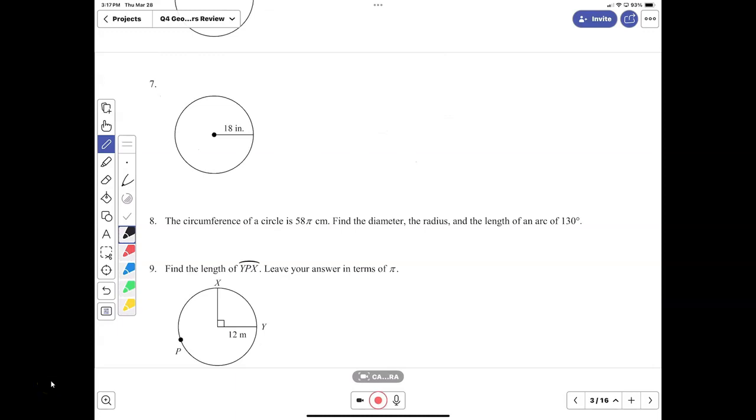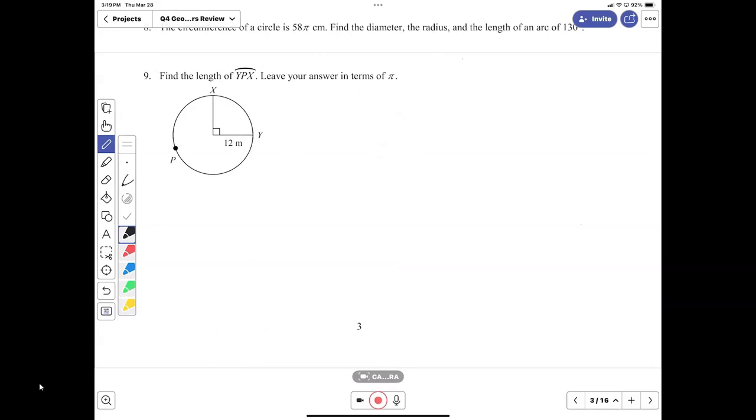To find the circumference of a circle, the formula is pi times d. The measurement of the radius is equal to 18 inches, so the measurement of the diameter is 36. So your answer is the circumference is equal to 36 pi inches.